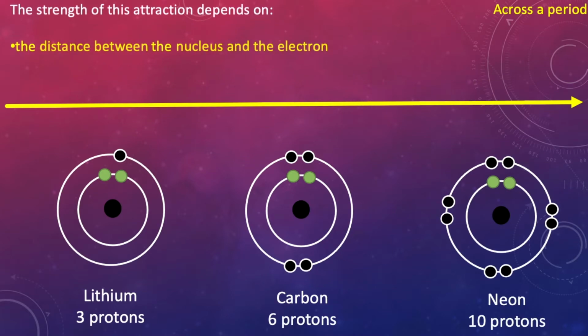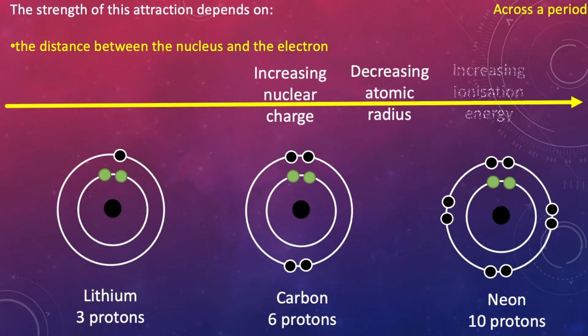How about the distance between the nucleus and the electron? Well, we look at the outermost electron. It's actually going to get closer. That outer shell is going to get closer to the nucleus because of the first thing we just looked at. The nucleus has become more positive, therefore it's going to attract the electrons more, and it will be pulled closer in to the nucleus. So that's the same. We're going to increase the ionization energy.